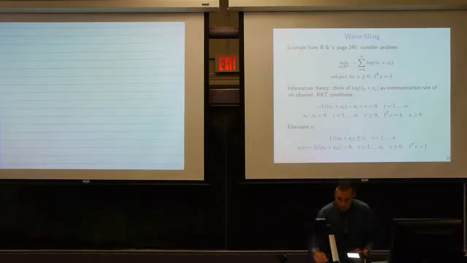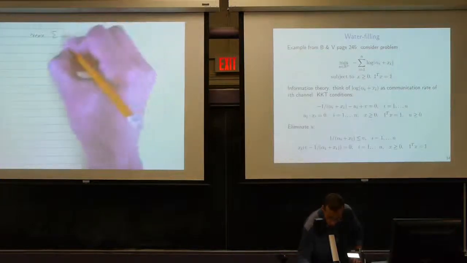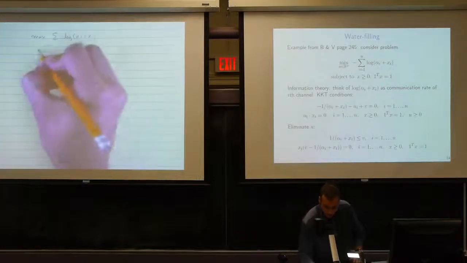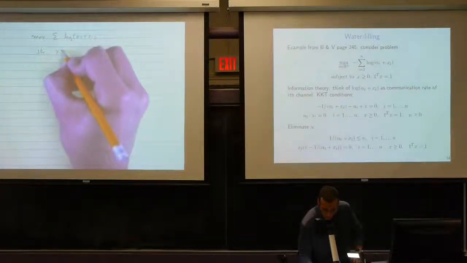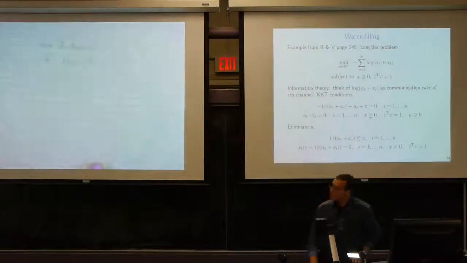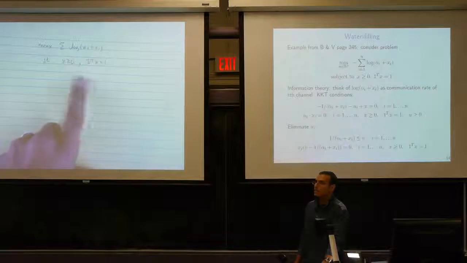So I can also write this as maximizing the sum of log of alpha_i plus x_i subject to x bigger than or equal to 0 and 1 transpose x equals 1. This is saying I want to maximize my communication rate by allocating my resources appropriately.